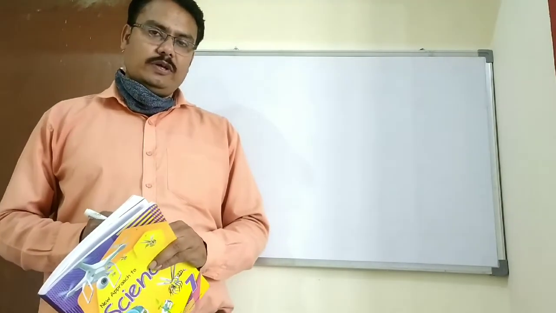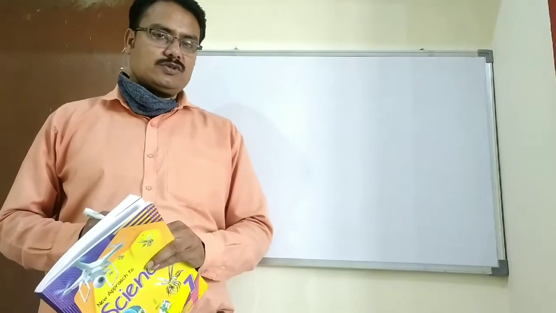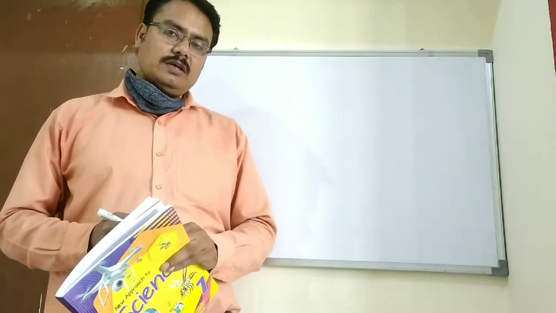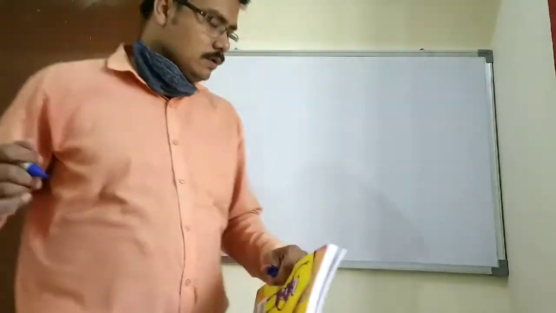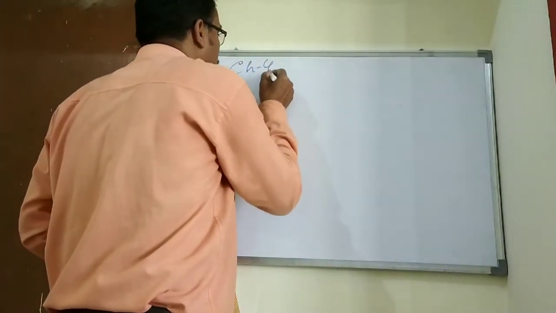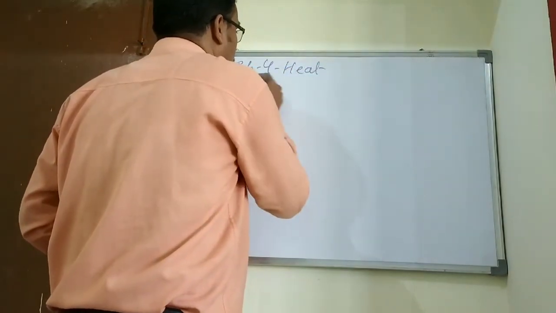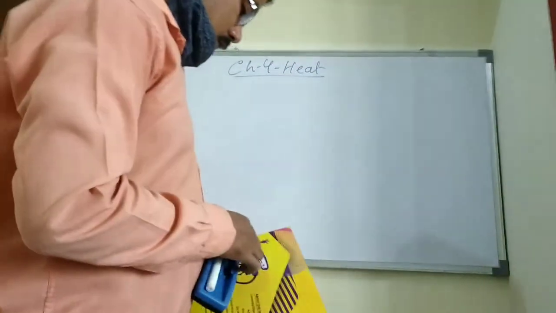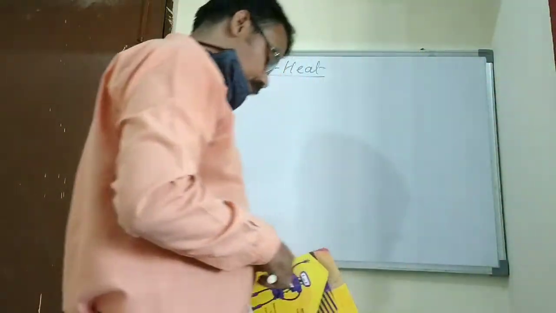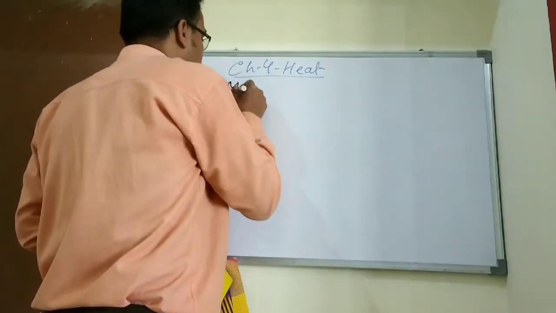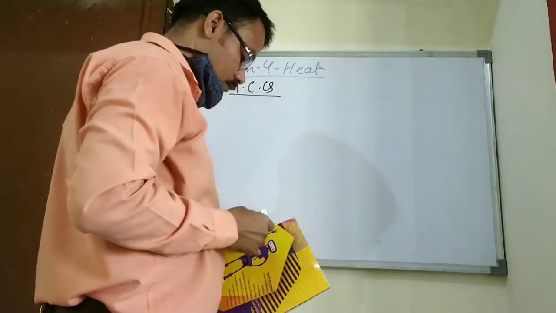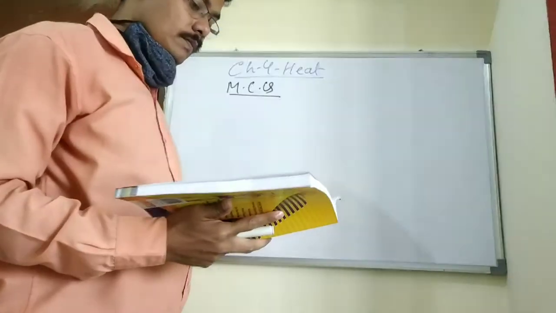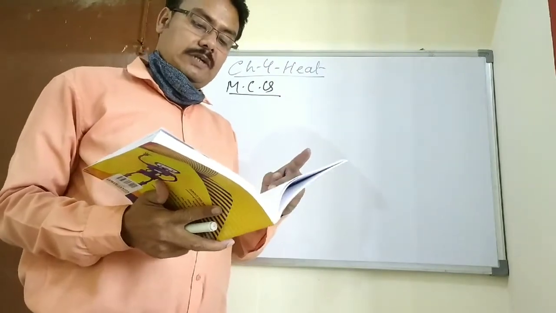You just listen to the video carefully and take out your book, keep it in front of you. Try to mark the correct option, write the correct answer. I am explaining it here in this video. Student, objective type question A.